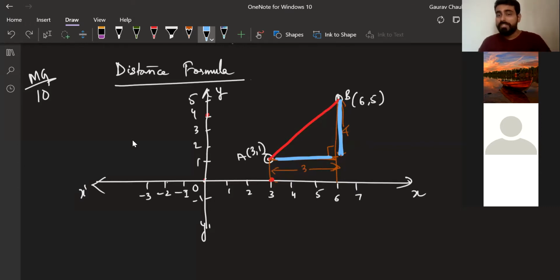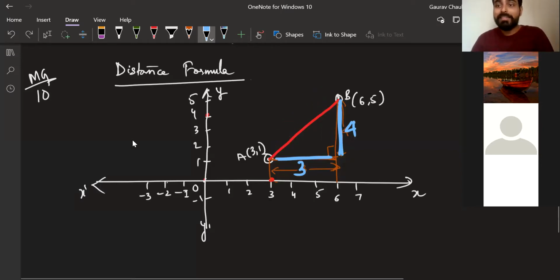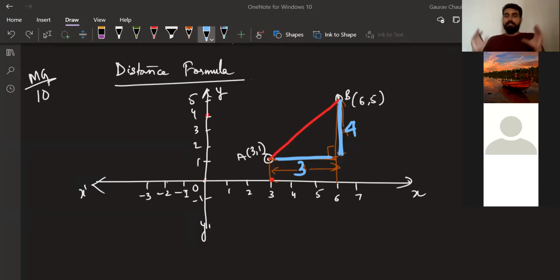Which means I have this as 4, and I have this as 3. I can use Pythagoras theorem and I can find this particular distance. So the moral of the story is that Pythagoras theorem is enough for us to find the distance between any 2 points on the coordinate plane.